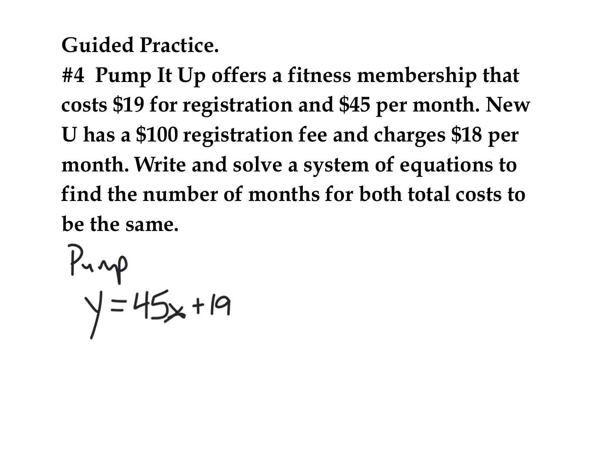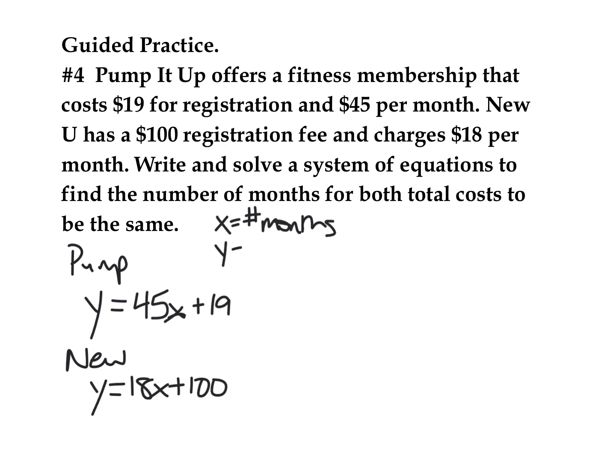So that's Pump It Up. Then we've got New U. New U Fitness Center is going to be y equals $18 per month, plus a $100 registration fee. So there's a different cost structure for each place. We're going to write and solve a system. We wrote two equations in the same two variables for this situation, x being the number of months and y being the total cost. So let's put up here, x equals the number of months and y equals total cost.